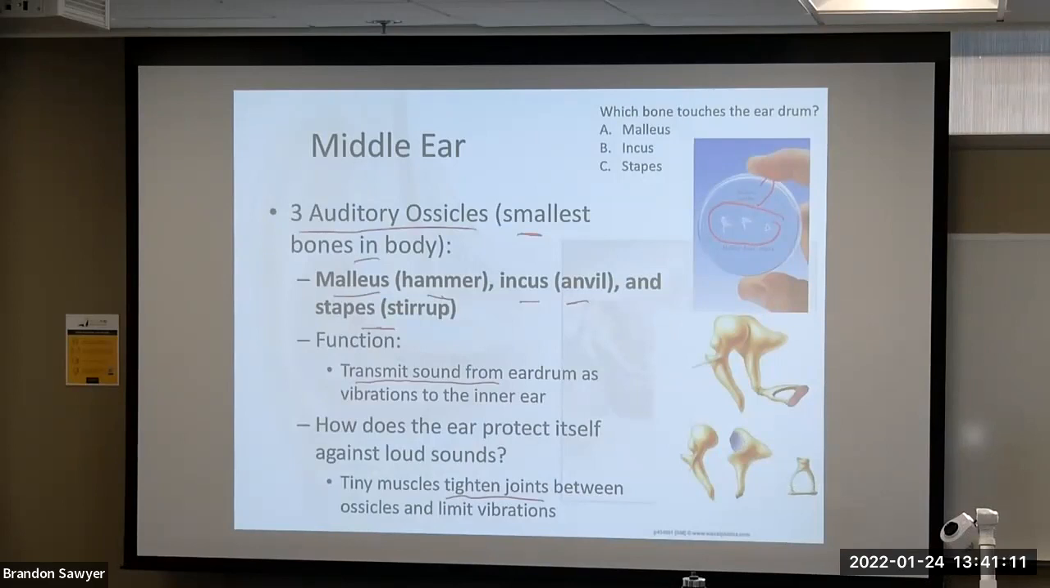Okay, questions about any of that so far? Go ahead, Trevor. Yeah. So like as we age, joints kind of just slowly degrade. Is that why when you're older you're more sensitive to really loud sound?